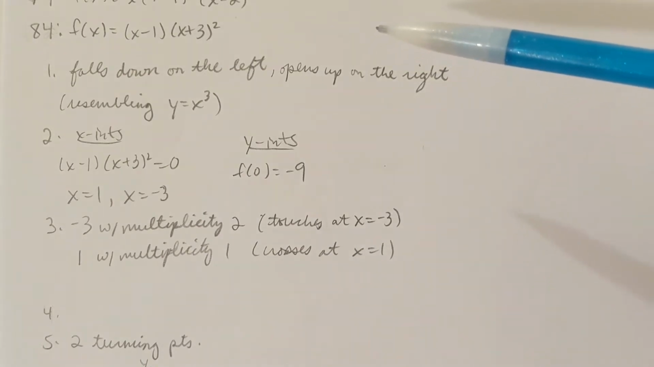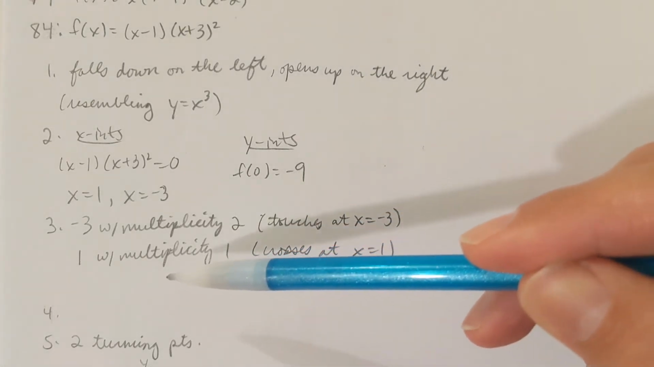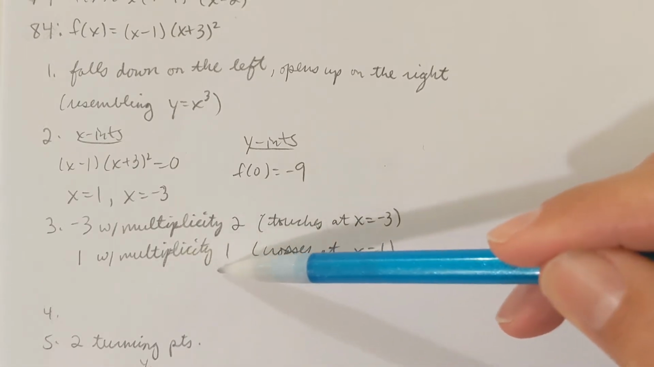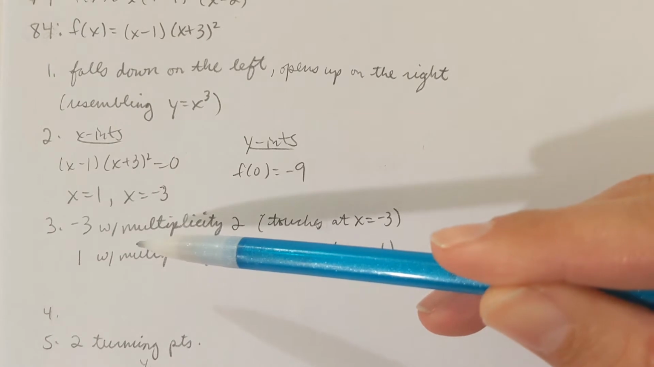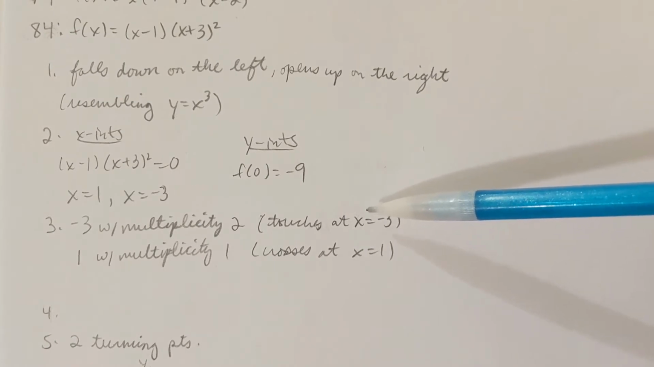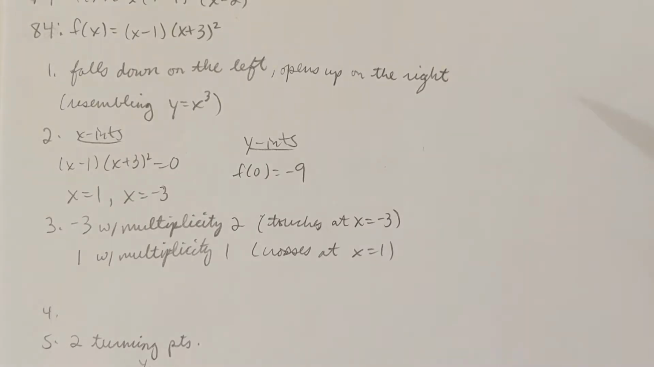So step 3 is to determine the zeros of the function and their multiplicity. And it says afterwards, use this information to determine whether the graph crosses or touches the x-axis at each x-intercept. Okay, so we're going to have a 0 at 1, and that's going to have multiplicity of 1. That means it's going to cross at x equals 1, and we're going to have a 0 at negative 3. It's going to have multiplicity of 2. And that means it's going to touch the x-axis at x equals negative 3. The fact that it touches at x equals negative 3 means that it's going to kind of resemble y equals x squared there.